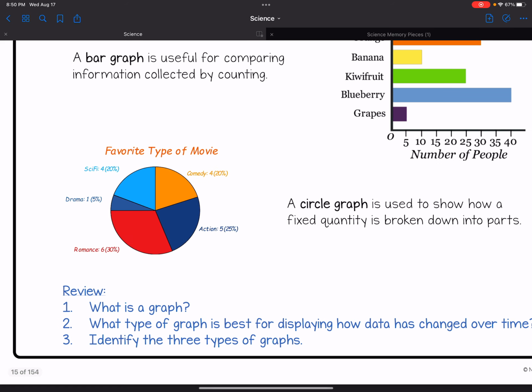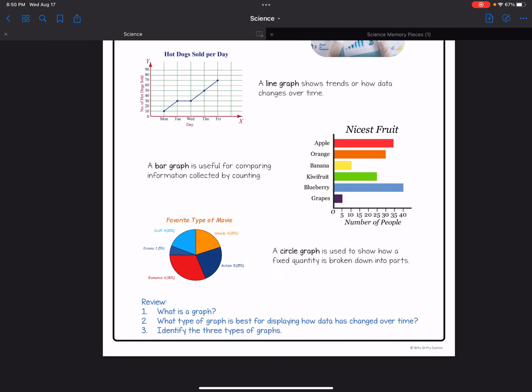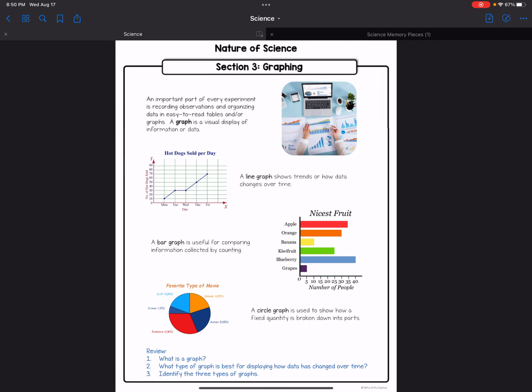And then the final one is a circle graph, and that's used to show how a fixed quantity is broken down into parts. And this is a circle graph of a favorite movie, and we've broken that down into different categories. It looks like the largest preference on this graph was romance, followed by action and comedy, sci-fi, and drama. So those are the 3 major types of graphs.